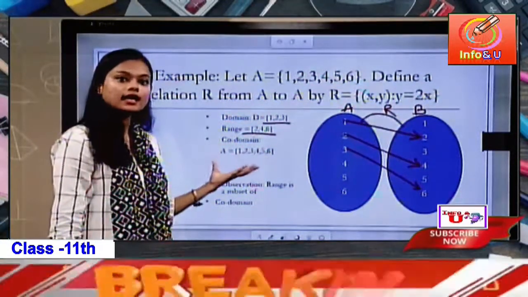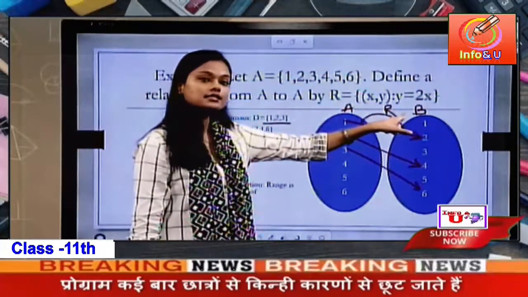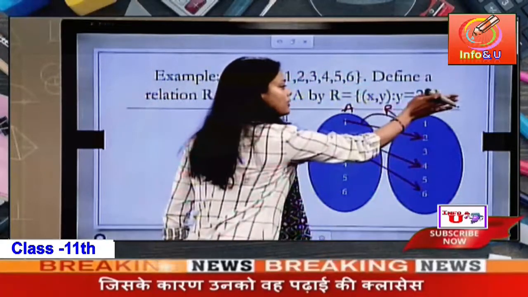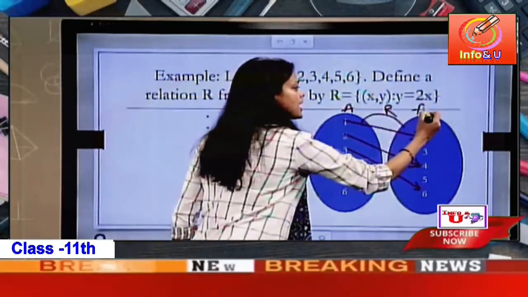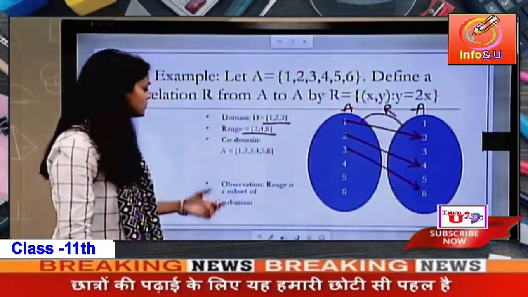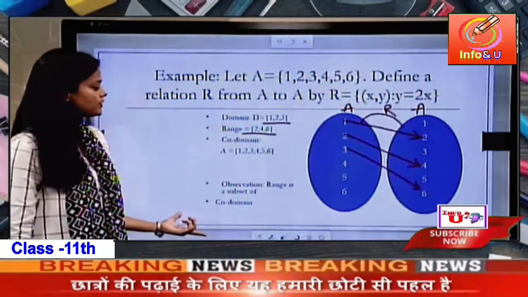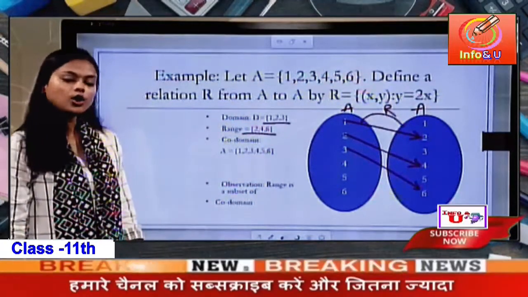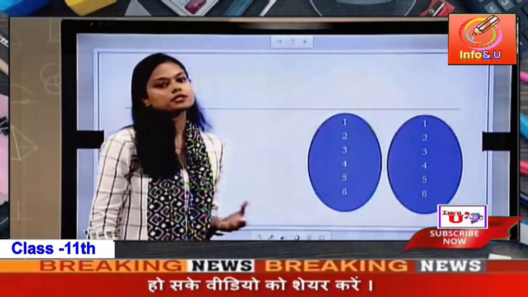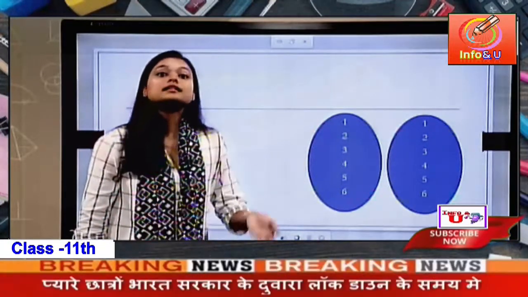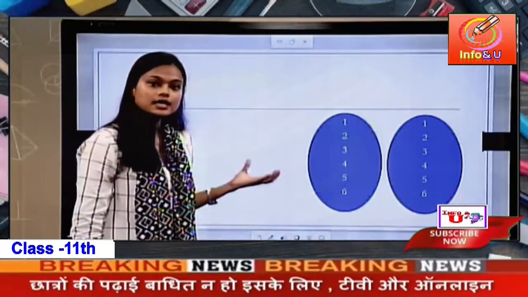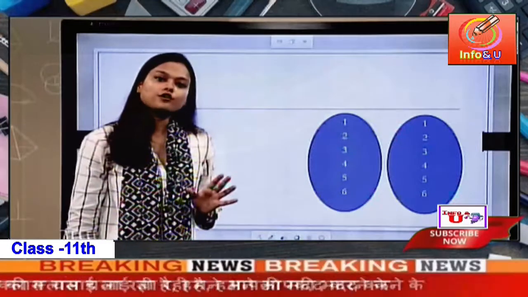That is the whole set A. Remember, we have represented this set B, but we know both the sets are equal. So we can replace it and show this as A. Okay. Now, observation, we have already observed that range is a subset of a codomain. What I am giving you? I will give you the visual representation and you have to find the relation of it. That means you have to write the relation in a set builder form.